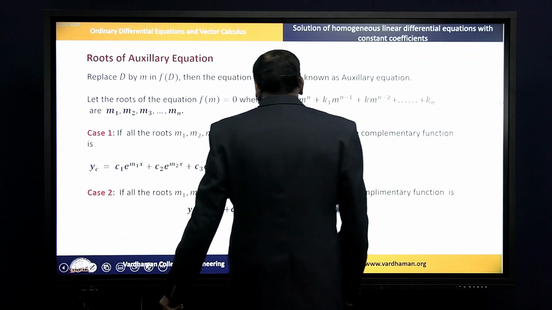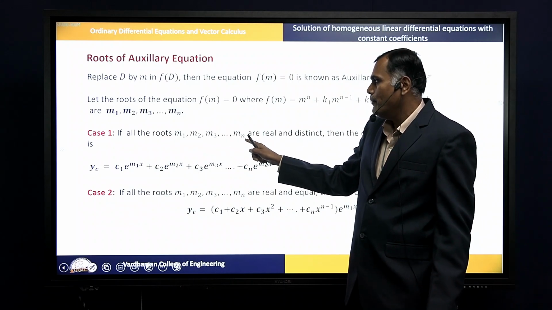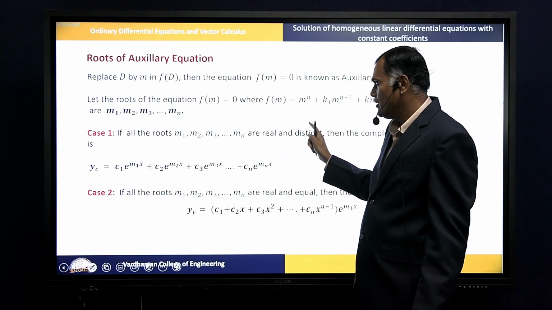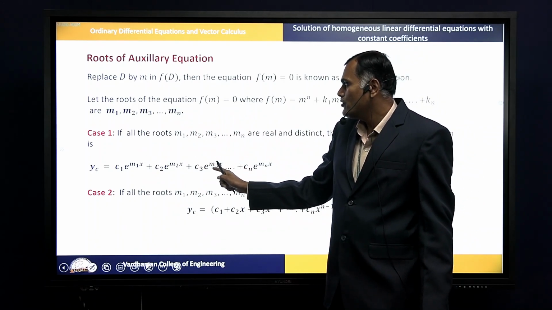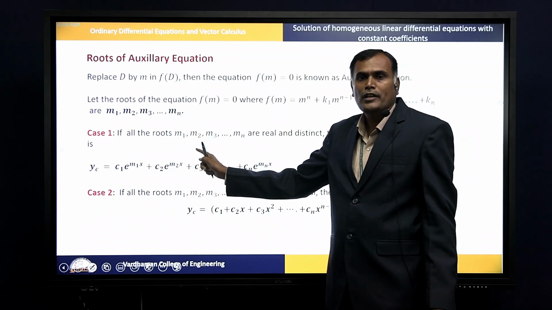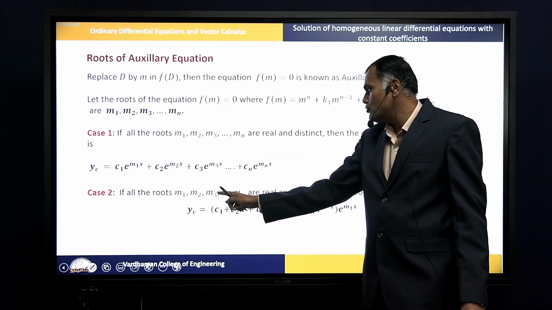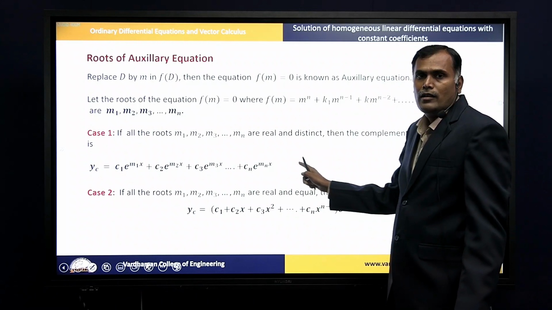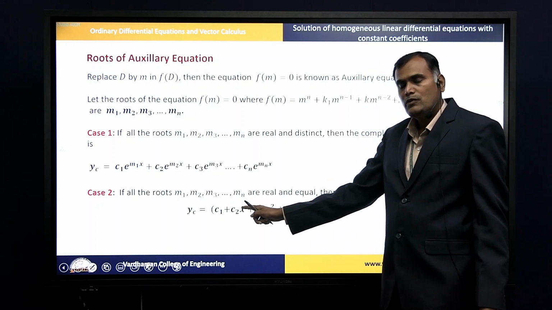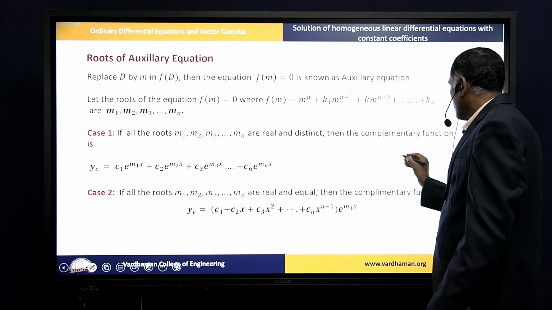Let us say the roots of the auxiliary equation are m1, m2, and so on up to mn. Clearly, I am writing here that the roots are real and distinct. If the roots are real and distinct, this is the way to write the solution of the homogeneous differential equation. Now if the roots are repeated, here I am taking m1, m2, and so on up to mn as real and repeated roots. In this case, the solution can be written like this: y equals c1 plus c2 x plus c3 x square and so on.